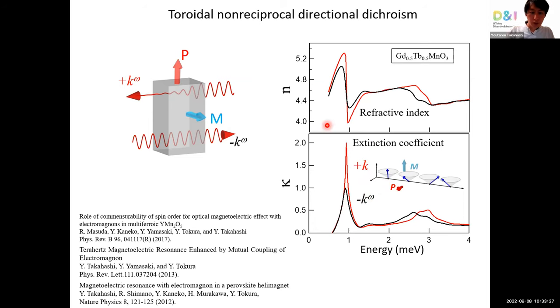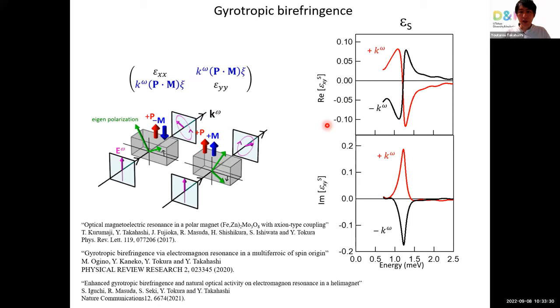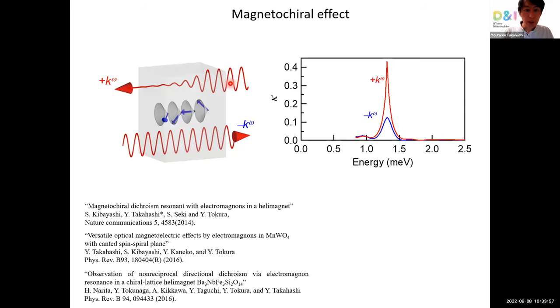And the next one is gyrotropic birefringence. This is an optical activity, but different from the natural optical activity and the magneto-optical Faraday effect. This effect emerges in the spin spiral state. I won't mention the details, but a different optical activity appears. And the last one is the magnetochiral effect.